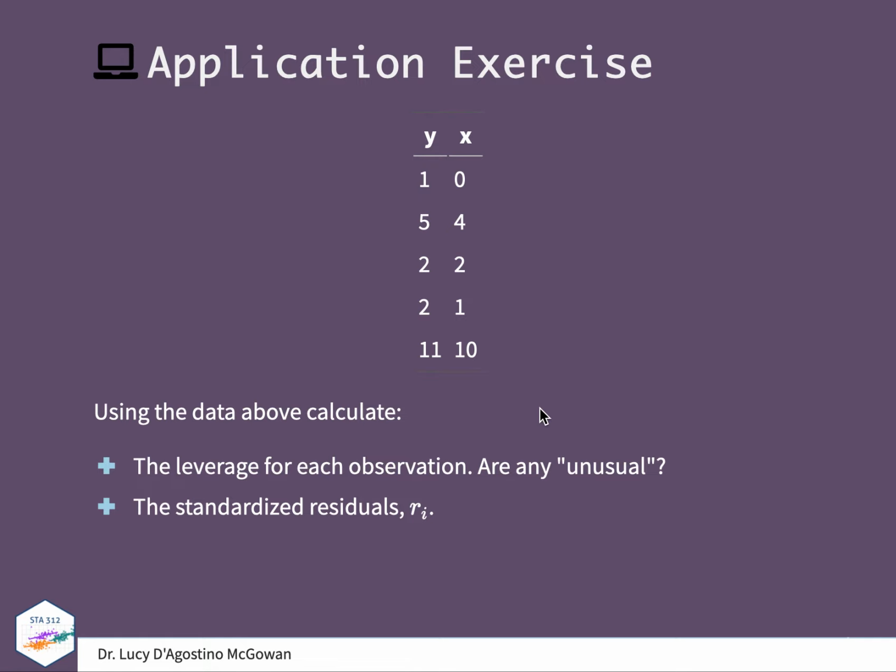Okay, so what I want you to do is use this data that I've given you here, calculate the leverage for each observation and determine whether any are unusual, and then calculate the standardized residuals. So go ahead and take a couple minutes to work on that. I want you to do this by hand. We're going to talk about R functions that can help with this, but I think it's good practice to get this by hand at first.